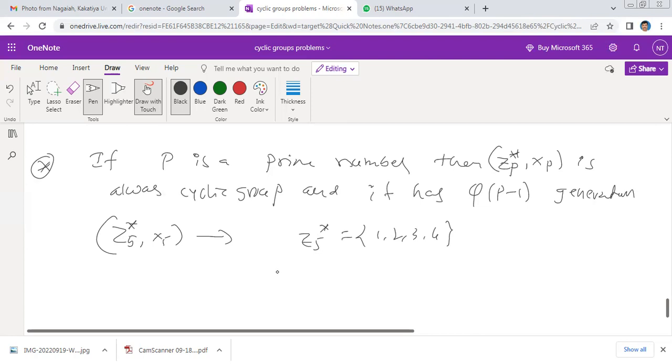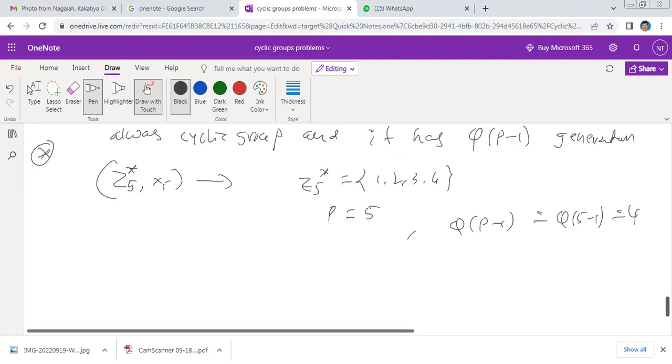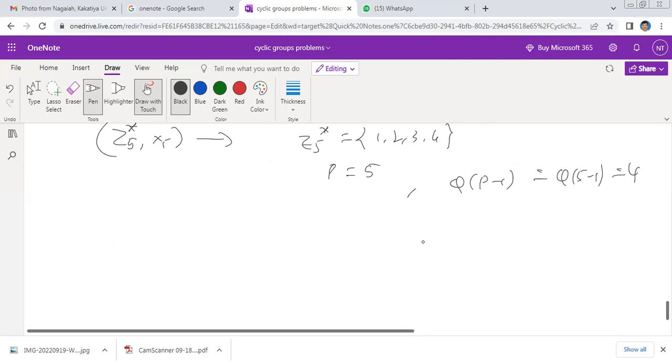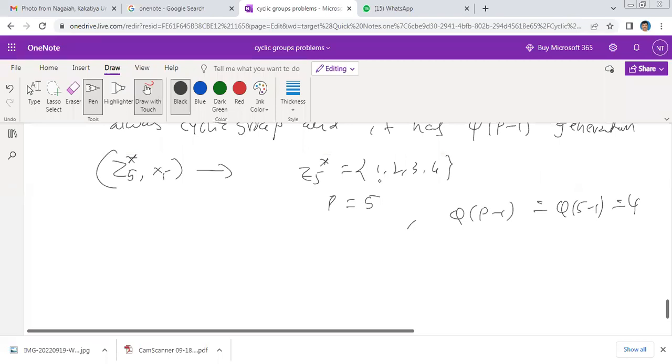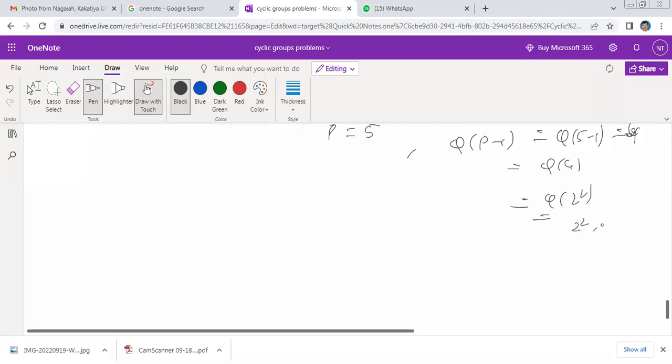Number of generators are what? Here p is equal to 5. Phi of p minus 1 means phi of 5 minus 1, which is phi of 4. Phi of 4 is equal to 2 power 2 minus 2 power 1, which is 2. Right, correct.